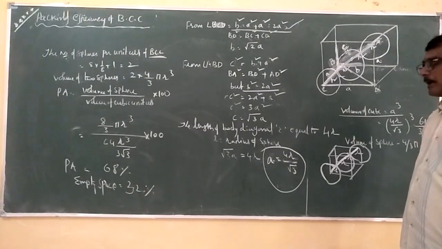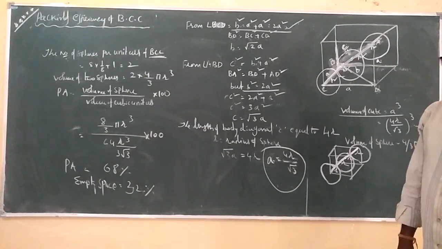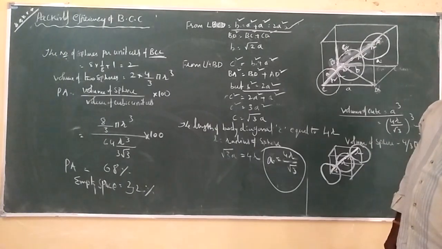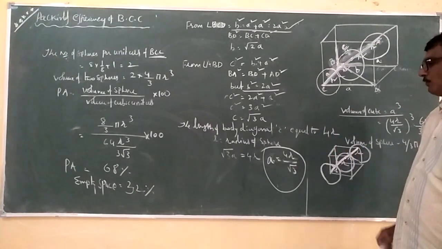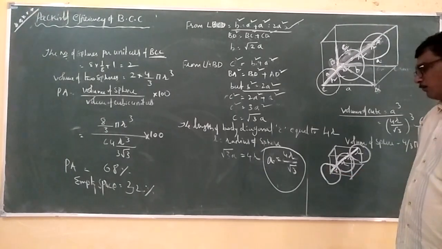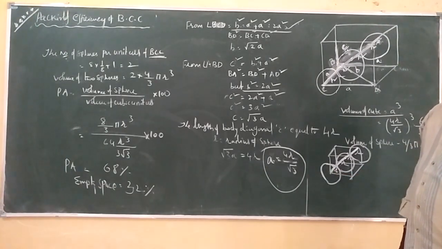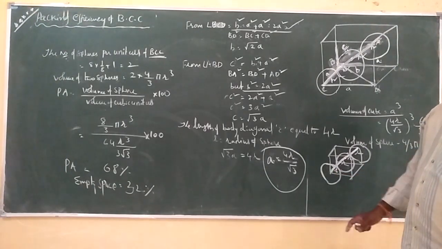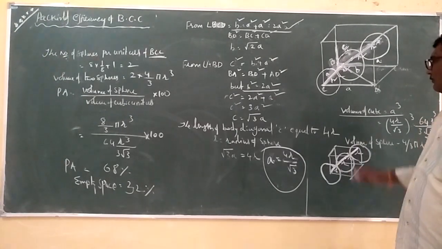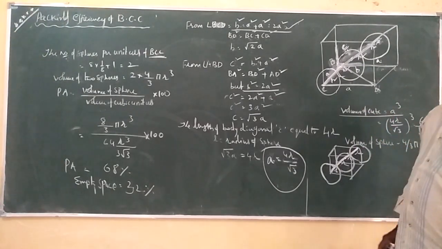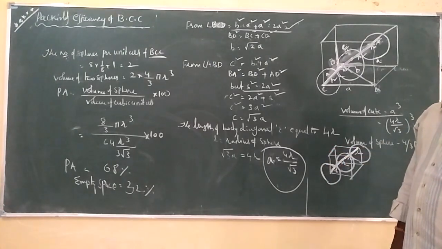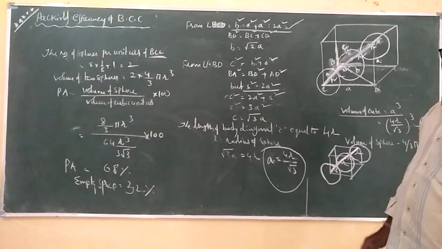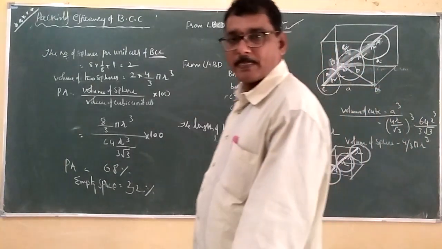But the length of the body diagonal c is equal to 4r. So square root of 3 a is equal to 4r, and a is equal to 4r by square root 3. This is called the edge length. Volume of the cube is a cubed, which means (4r by square root 3) cubed, that is 64r cubed divided by 3 root 3.